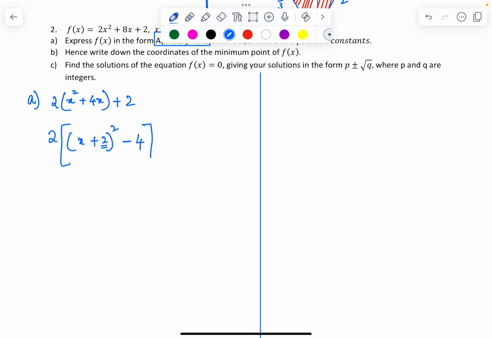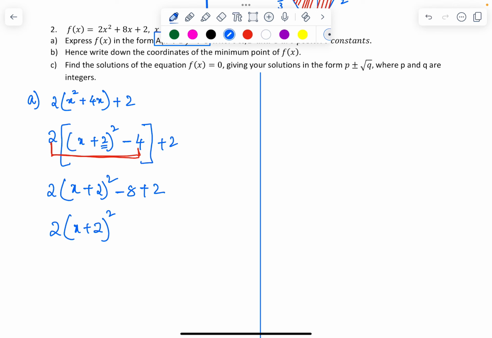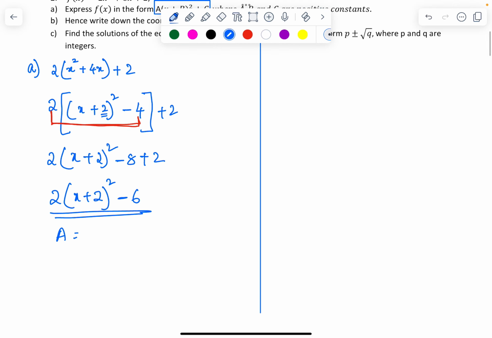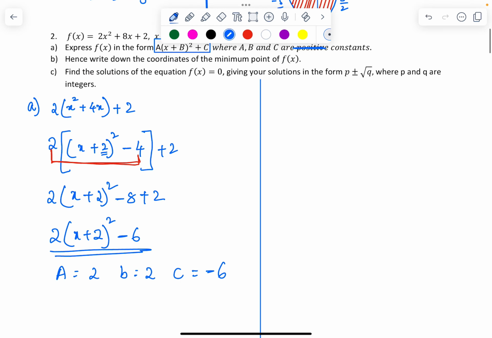So this is always a minus. Yeah. Then I will also need to, now I will open the bracket. This gives me 2 times negative 4. Always people forget this. 2 times negative 4 is a negative 8 plus 2. So 2 times x plus 2 whole square minus 6. So this is the answer. So a equal to 2, b equal to 2 and c equal to negative 6.